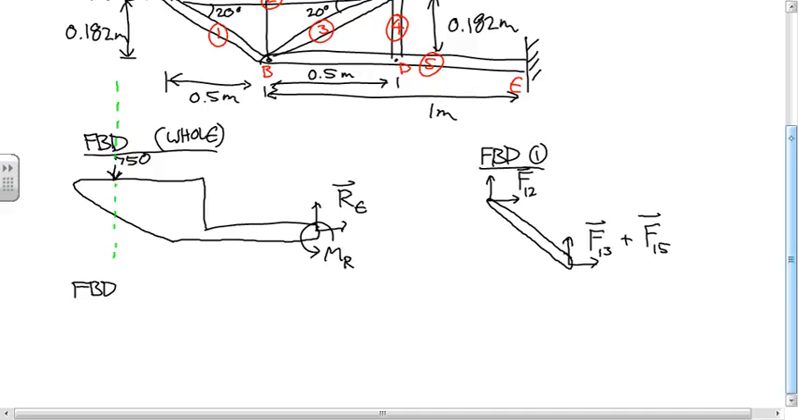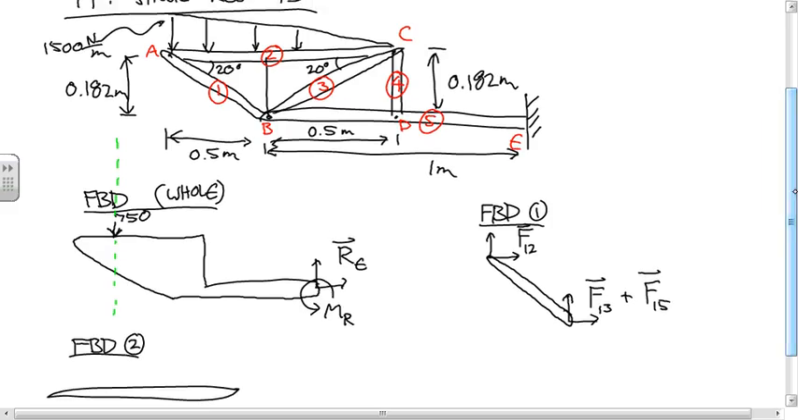Okay, so now let's go to member 2. It has two joints, A and C. Is the pin lumped in with 2 at A? No. Is it lumped in with 2 at C? Yes. So at A, all we have is the force on 2 by the pin. That is negative force 1,2.